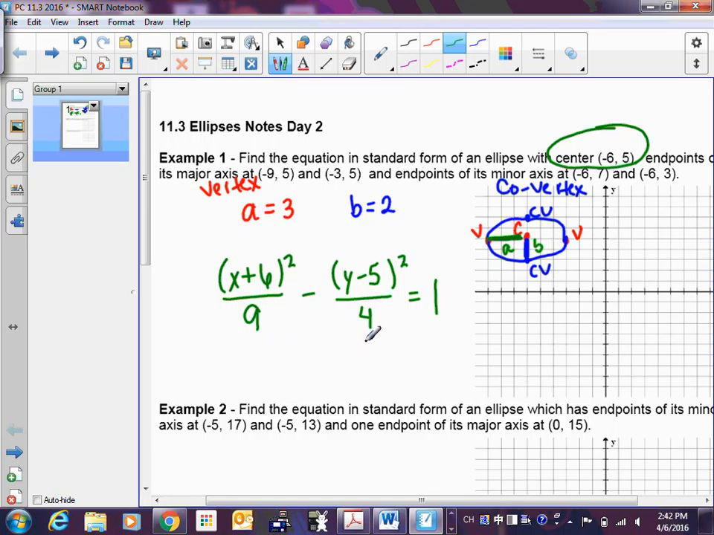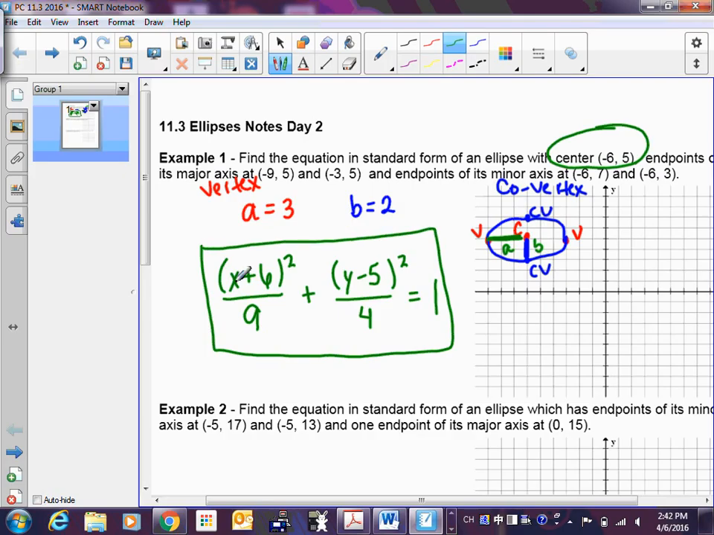Would there be an addition sign in the middle? Oh, I'm sorry. Thank you. I was working on some hyperbola stuff earlier this morning. I think that's why I was thinking minus. So minus, if you remember, is for hyperbolas. We haven't reviewed that yet, but yes, thank you. That should be plus. And that's your answer.